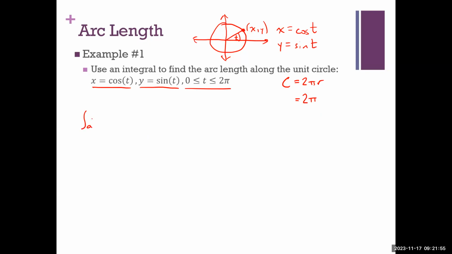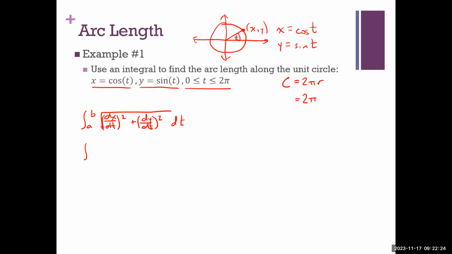I want to integrate from a to b of the square root of (dx/dt) squared plus (dy/dt) squared dt. So we need to start filling in some of this information. I need to worry about the bounds. I need to worry about dx/dt and dy/dt.